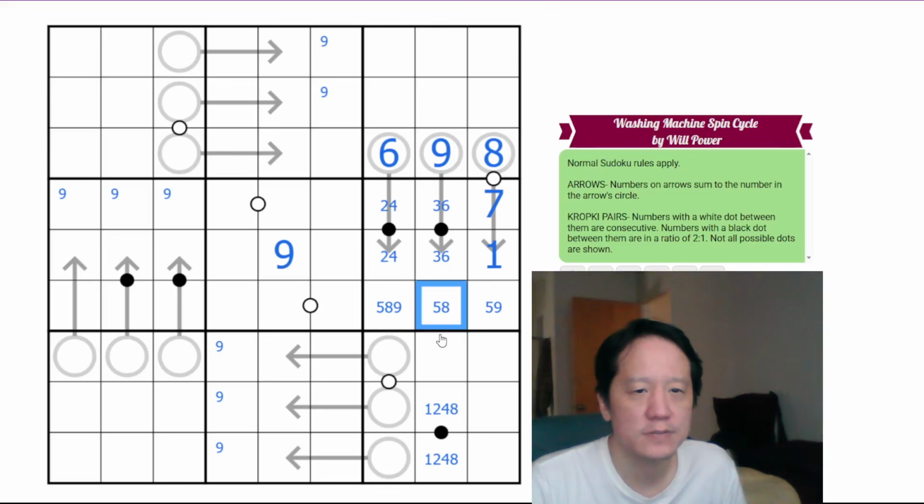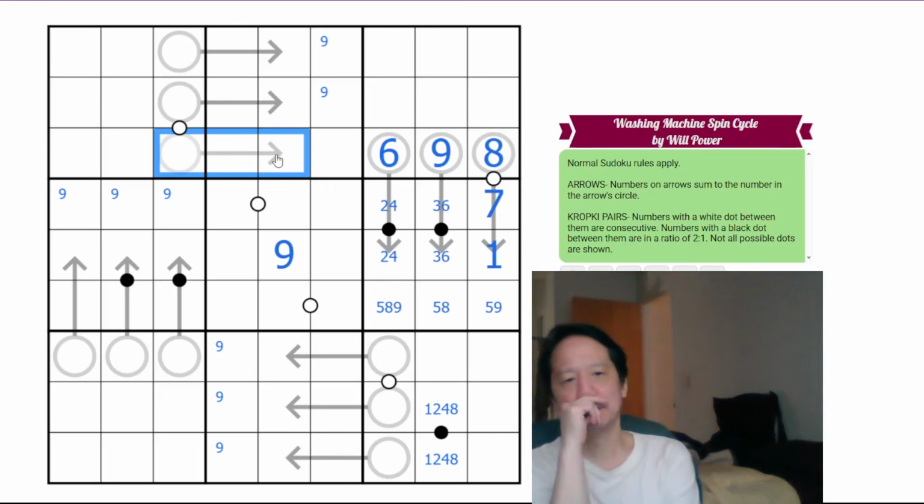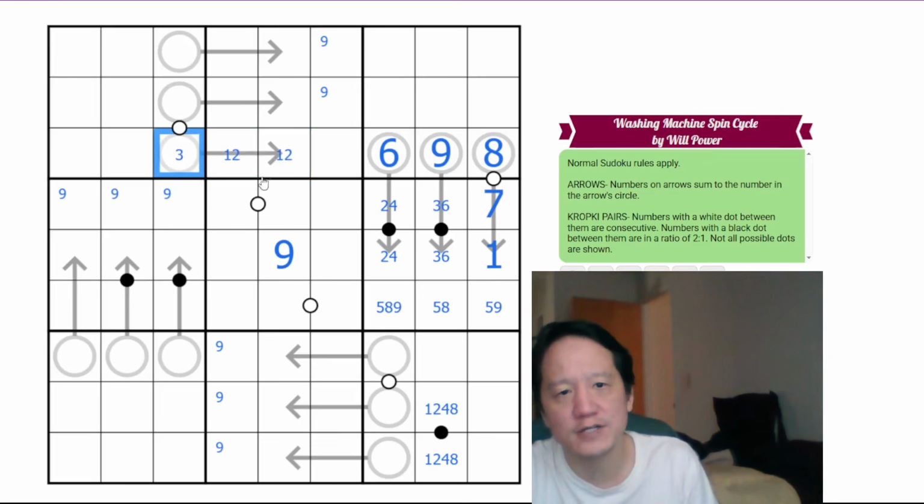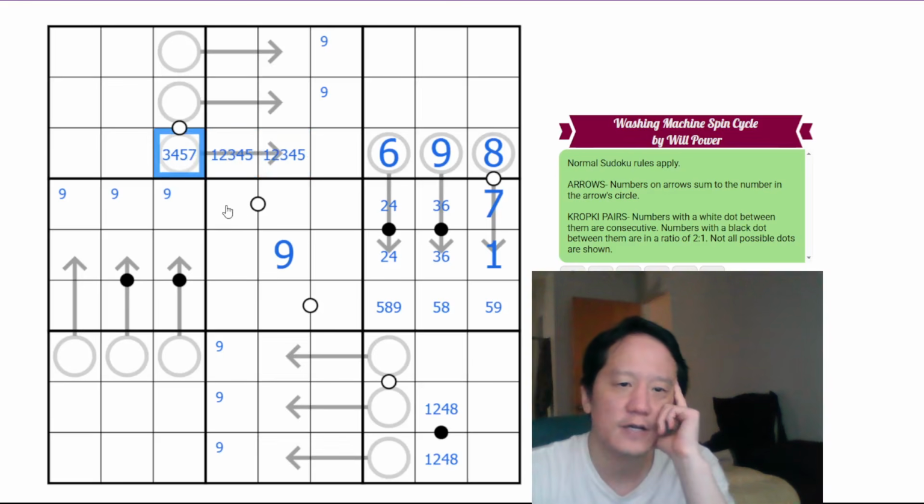Right. So what else does that tell us? Not too much. These digits cannot contain 6, 8, or 9. So it could be 1, 2 adding up to 3. That's possible. 1, 3 adding up to 4. 1, 4, or 2, 3 adding up to 5. 2, 5, or 3, 4 adding up to 7. And those are all the possibilities.